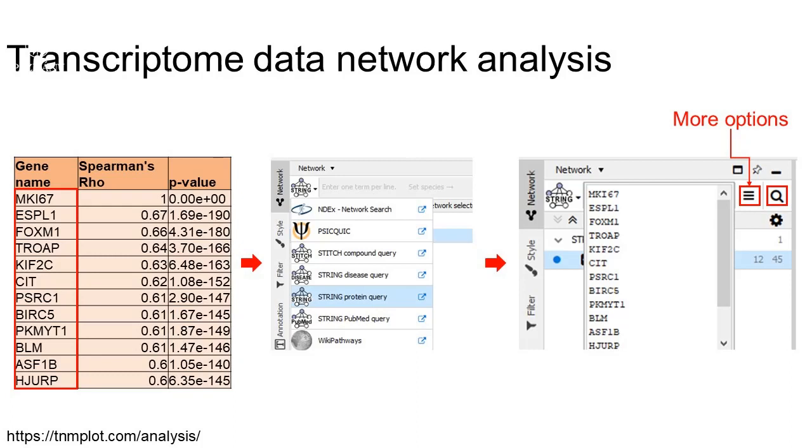In Cytoscape, you can select between queries in the Network panel search bar on the top. Let's select the STRING protein query. After the selection, paste the gene names to the search bar. You can customize your search using the More Options button next to the search bar.